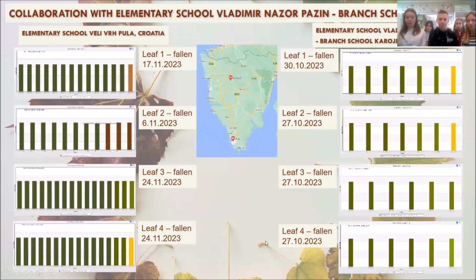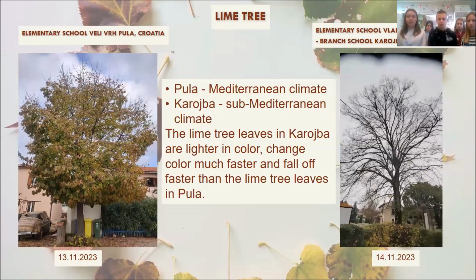We collaborated with elementary school Vladimir Nazor, Pazin, Croatia, branch school Karlovac, and compared the data on the greenness of lime trees. These are the results of both observations. The lime tree leaves in Karlovac are lighter in color, change color much faster and fall off faster than the lime tree leaves in Pula. Pula has a Mediterranean climate and Karlovac has a sub-Mediterranean climate.